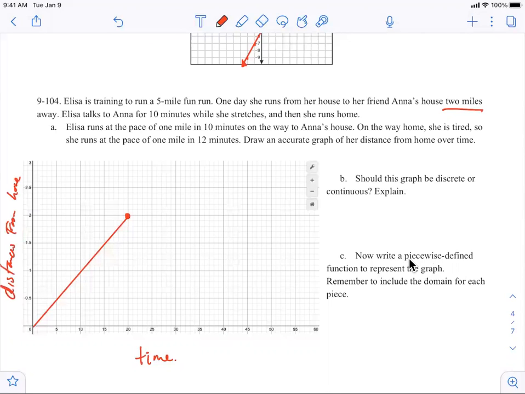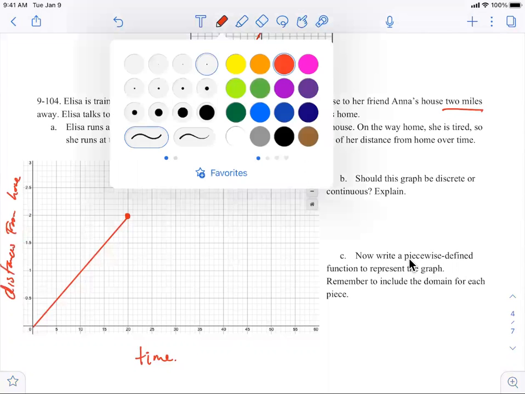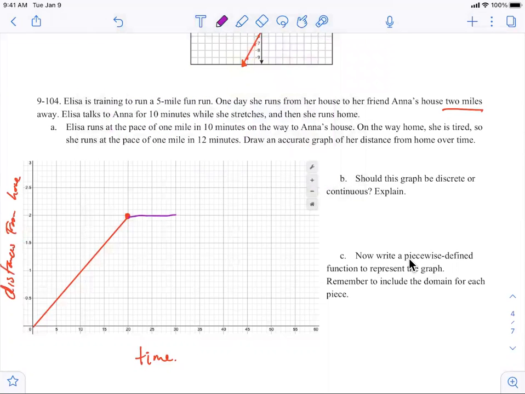So there's our graph. And then from here, she sits there for 10 minutes. And she talks and stretches. So her distance doesn't change. And then after that, she runs home, but it takes her 24 minutes. So there's our graph. It's continuous because both time and distance are continuous, because time never stops, and then the distance never stops.